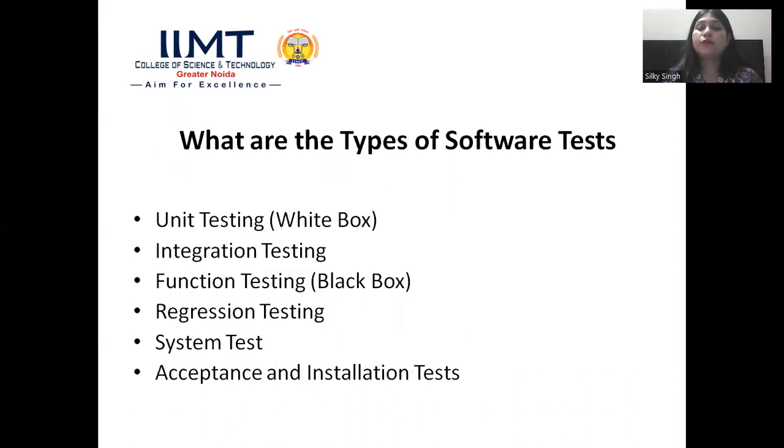What are the types of software testing in manual testing? Unit testing is white box. Integration testing also comes under white box testing. Functional testing is black box. Regression testing, system testing, and acceptance and installation testing come under non-functional types of testing. Black box has two types: functional and non-functional.